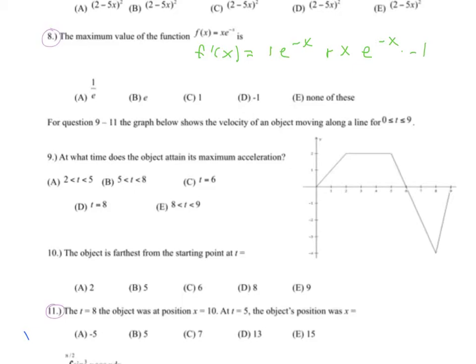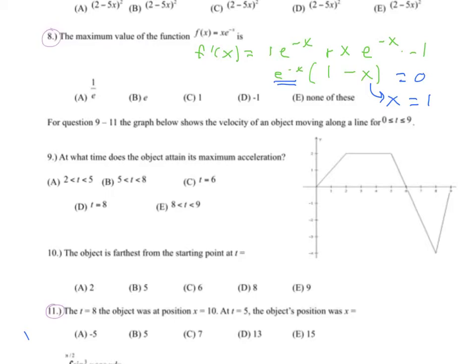If we look, both of these have an e to the negative x, so let's factor out that e to the negative x, and we're left with 1 minus x. So the value of x for which the first derivative will be equal to 0 is 1, because this will never equal 0. So we only have this one place where our first derivative will be equal to 0. That's where our maximum lives.